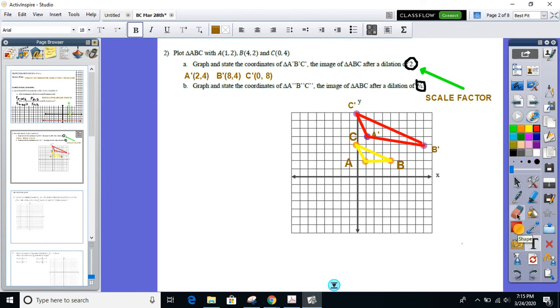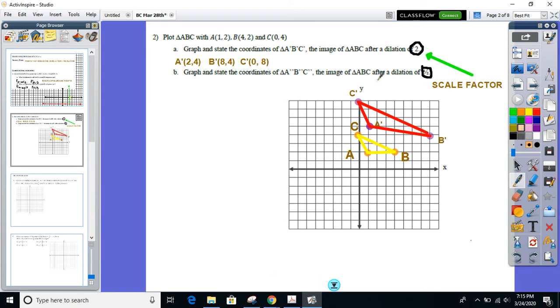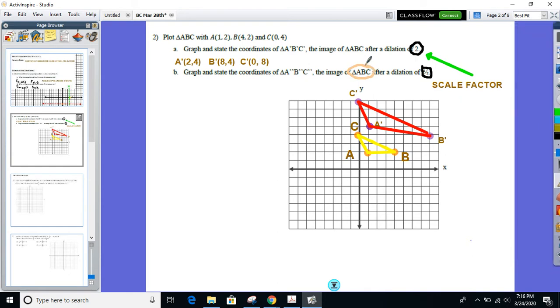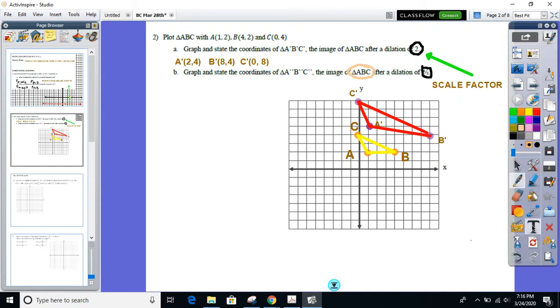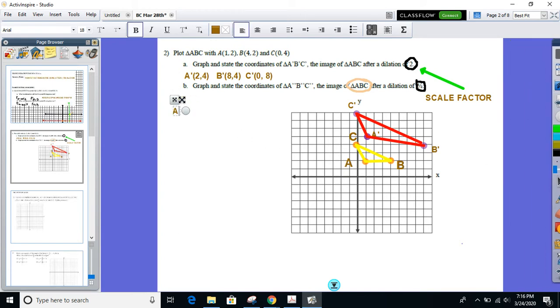Read carefully, please. Graph and state the coordinates of A double prime, B double prime, C double prime, the image of ABC. So I'm not going to use the previous coordinates. I'm going back to the original. All right, going back to the original. So here we go, A double prime. Now you're going to multiply everything by 1/2. So we're looking at 0.5, comma 1, B double prime, we are looking at 2, 1. And C double prime, we are looking at 0, 2 now.